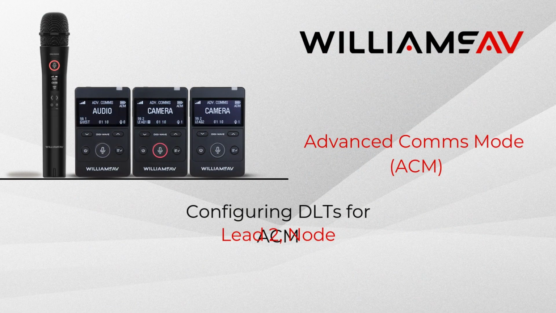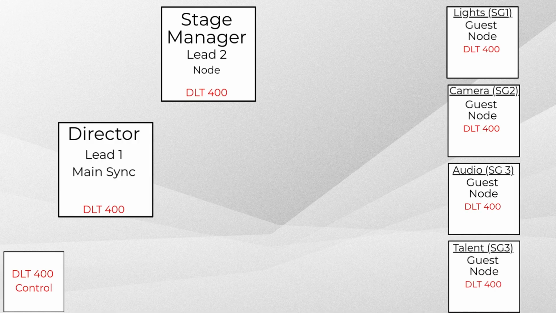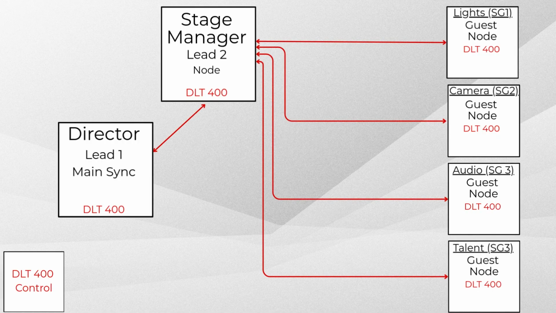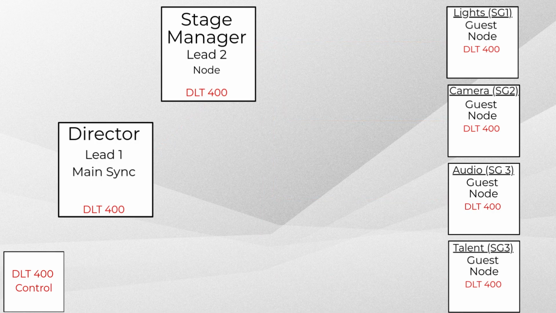Next, we'll configure the DLTs for the stage manager and team leaders of the 4 production crews. As covered in section 2 of this video, the stage manager's DLT should be set up as a Lead 2 node device. This configuration allows the stage manager to communicate with all 4 subgroups: lights, camera, audio, and talent. Each team leader DLT will also be configured as a Lead 2 node. For this tutorial, we'll demonstrate how to configure 2 DLTs, each assigned to lead 2 subgroups.